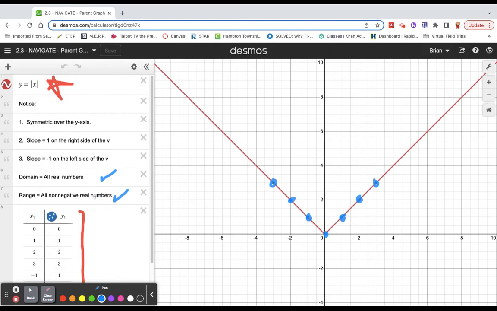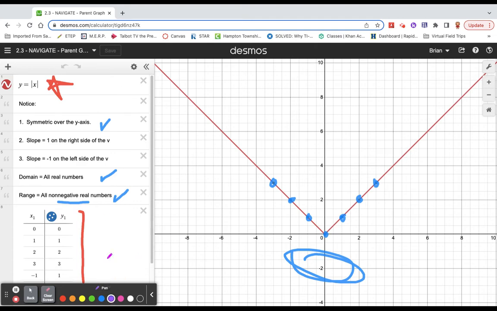A few things to notice about this graph. First is the symmetry that is over the y-axis. When this original parent function is graphed, we expect the left-hand side and the right-hand side to be symmetric to one another. We don't have symmetry over the x-axis, mostly because there's nothing on the other side of the x-axis. We have nothing down in this space down here because of the absolute value and because of the creation of those non-negative real number outputs.